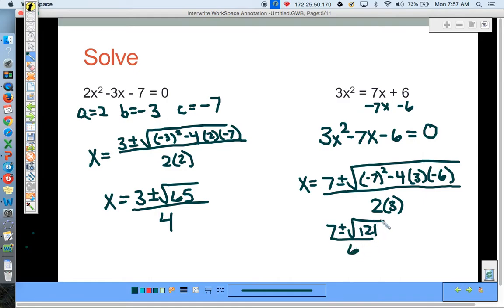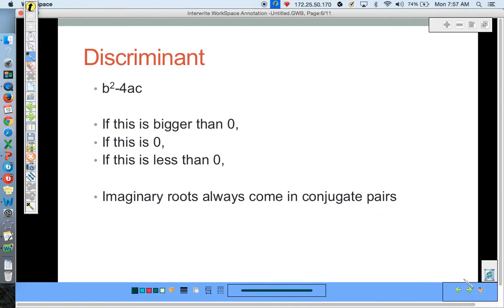Now some of you might notice, well, we can actually take the square root of 121. So we can find our two answers without having to round at all. We have 7 plus 11 divided by 6, but then we have 7 minus 11 over 6. So 18 over 6 is 3, and negative 4 over 6 is negative 2/3. So we can find our two answers there. If it's not a perfect square, then you can just leave it with that square root.